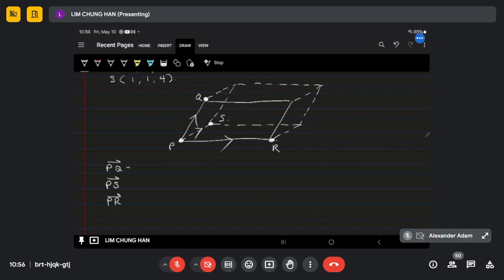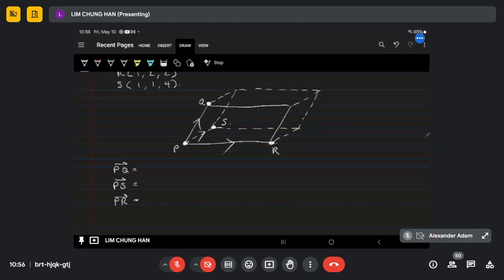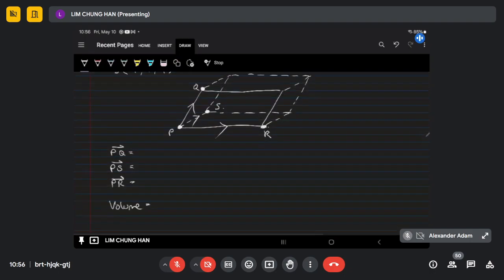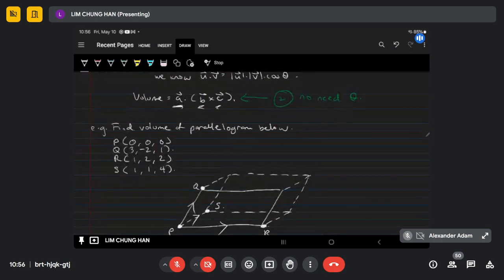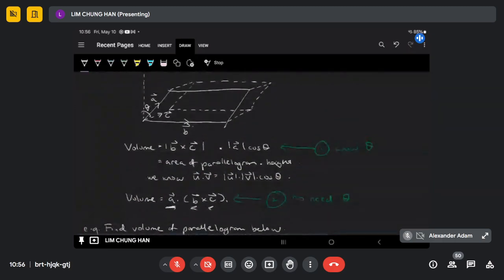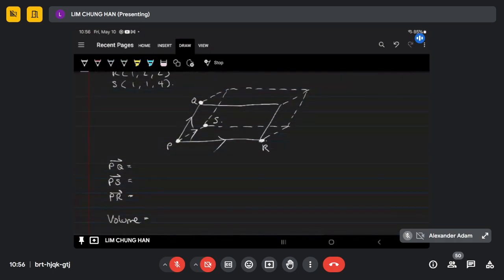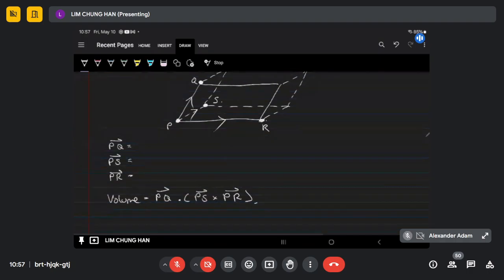Okay. And then to get the volume, basically what you do is you cross product two of them together, B and C. So I can do cross product PS with PR. I cross product PS and PR, and then the result of that I would dot product with PQ. Then that's your answer.